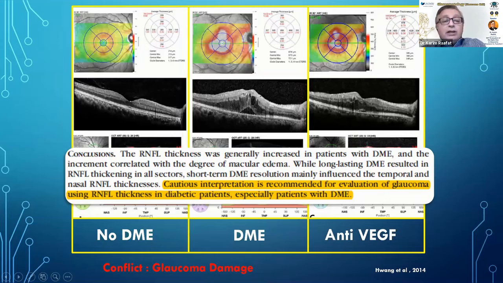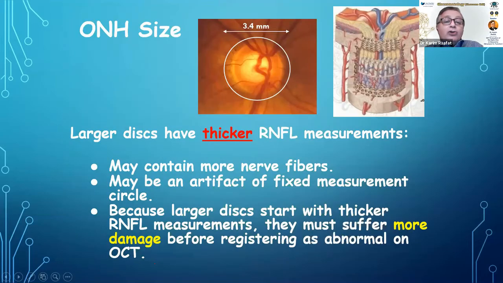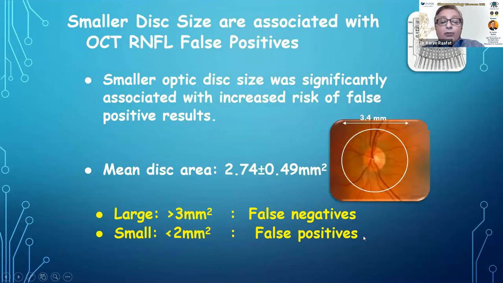Another contaminating factor which should be put into consideration is the optic nerve size. Because, as I mentioned, the circle is stationary. So if a patient has a large disc, this circle gets closer to the disc edge. And as I mentioned in the anatomy, the closer to the disc edge gives us a thicker nerve fiber layer. So it gives us a false sense of security. While with a small disc, the circle is the same size but far away, so it gets into the thinner area and gives us a false positive diagnosis of glaucoma.